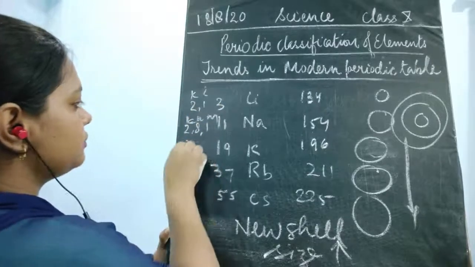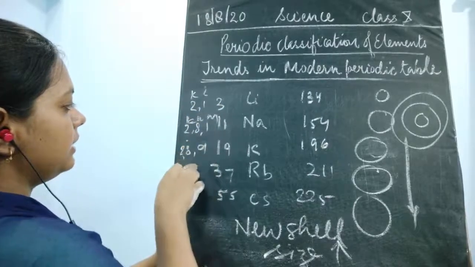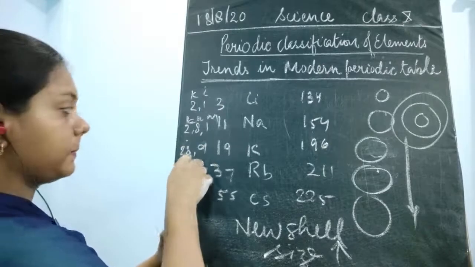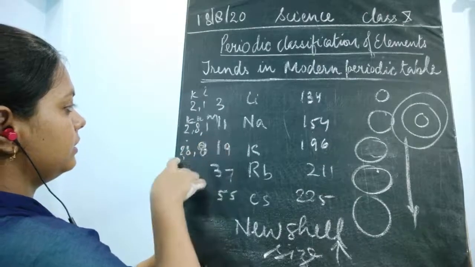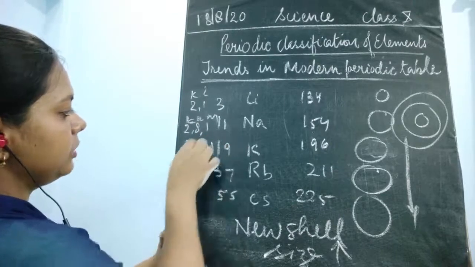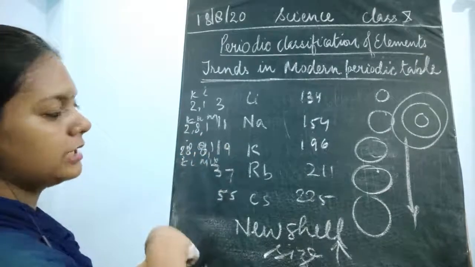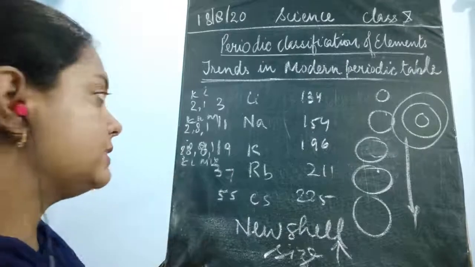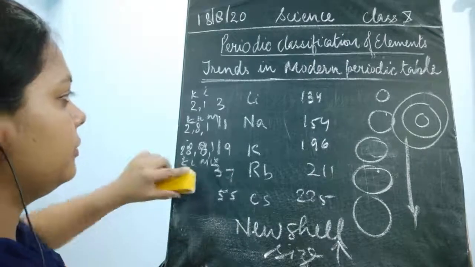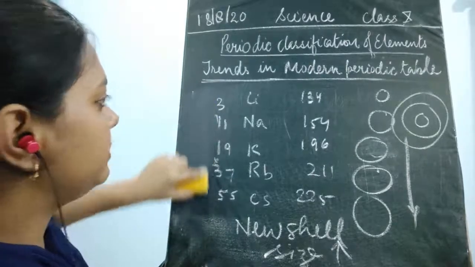Similarly here also 19 is 2, 8, 8 and 1. 9 cannot be there in the third shell. So K, L, M, N, one more shell is added. Similarly, the shell number is increasing when we are moving down the group. If you are going to configure this, you will easily understand.